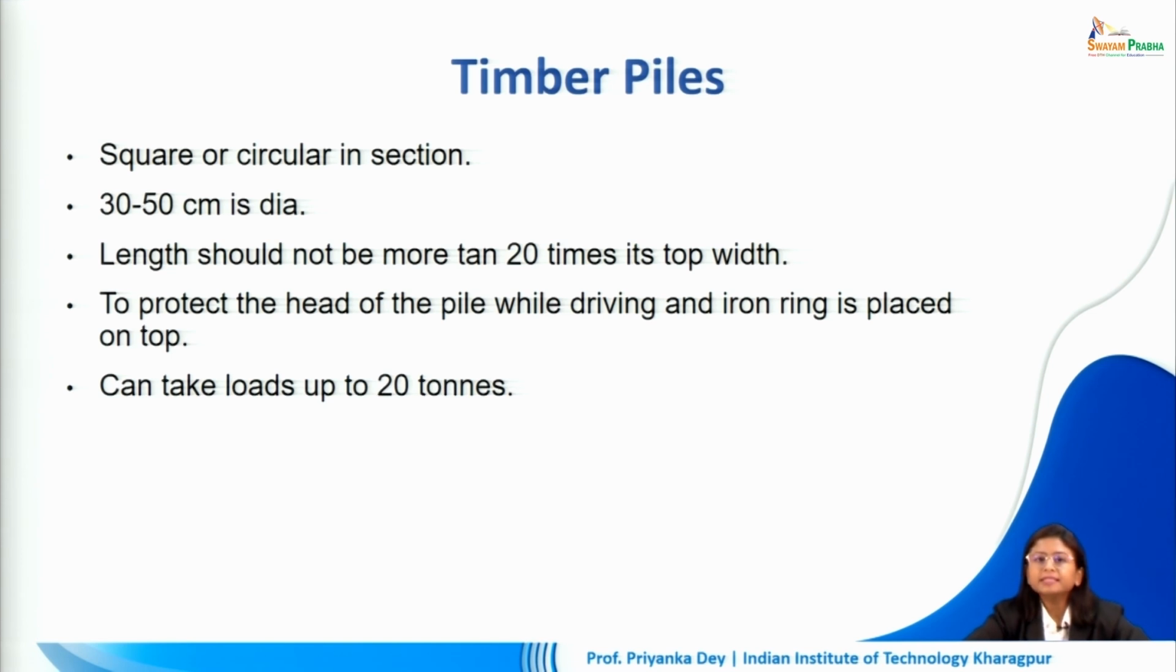So timber piles can be square in shape or they can be circular in shape, and they can be about 30 to 50 centimeter in diameter, but the length should be such that it should not be more than 20 times its top width. To protect the head of the pile while driving, an iron shoe is provided. So this particular type of timber pile has some steel shoe in the tip so that we can drive it in without hampering the tip of the pile.